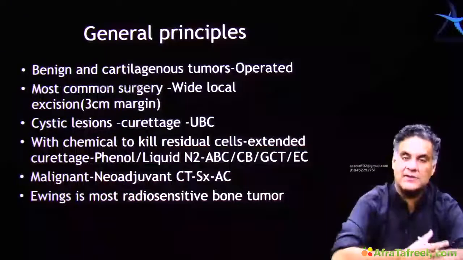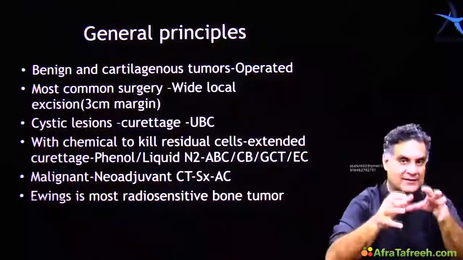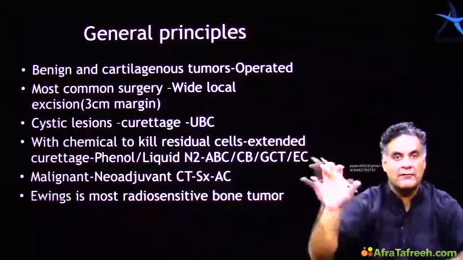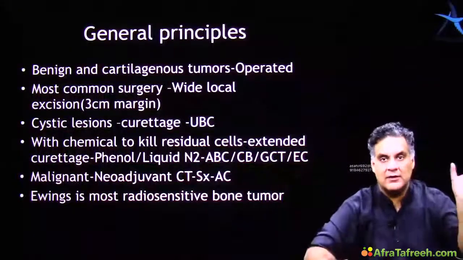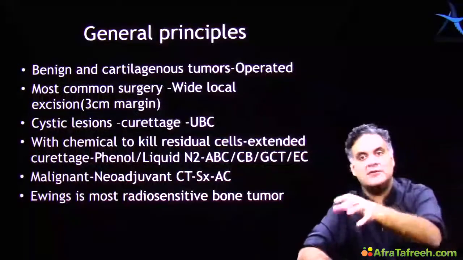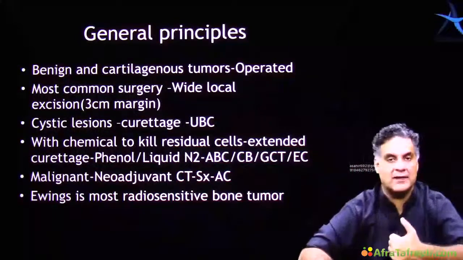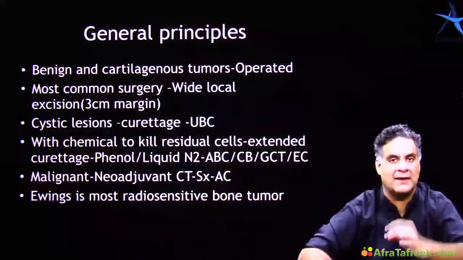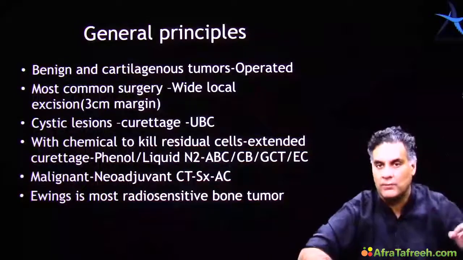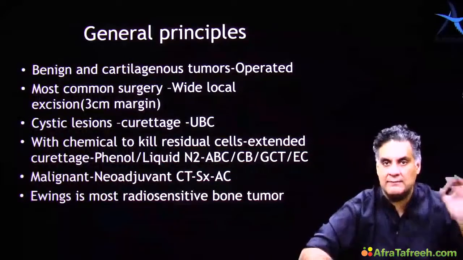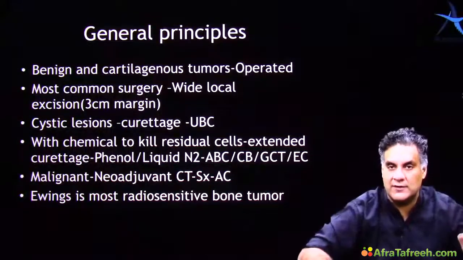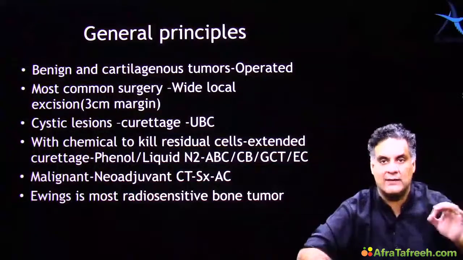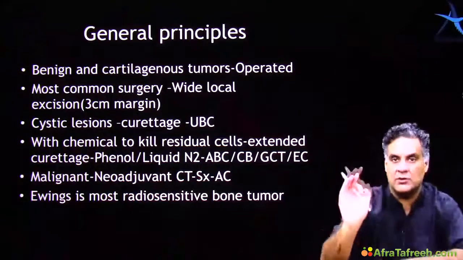And then if you have a malignant lesion, treat them with chemotherapy, decrease the size, decrease the vascularity, followed by a surgery with 3 centimeter margin all around, followed by subsequent chemotherapy. This is called neoadjuvant chemotherapy, followed by surgery, followed by adjuvant, meaning after surgery chemotherapy. And remember one thing, which is the dictum here: Ewing's is the most radiosensitive tumor known to mankind. It melts like snow. Even then, the treatment of Ewing's is neoadjuvant chemotherapy followed by surgery followed by adjuvant chemotherapy. This is what one should always remember.